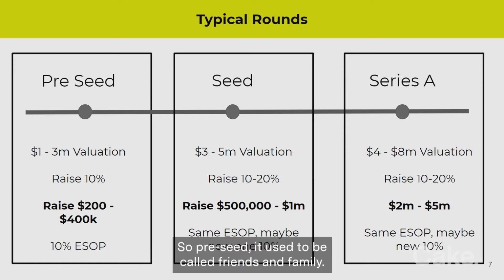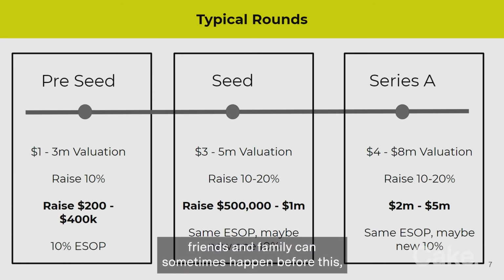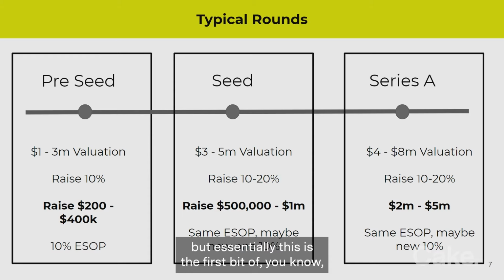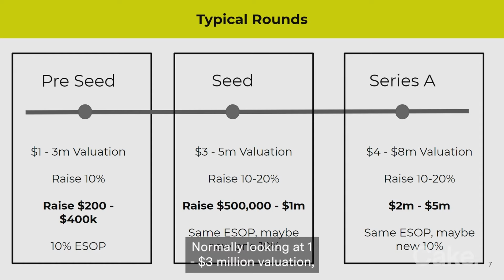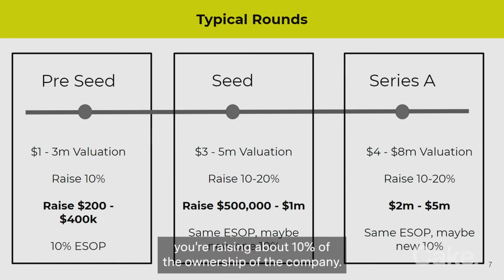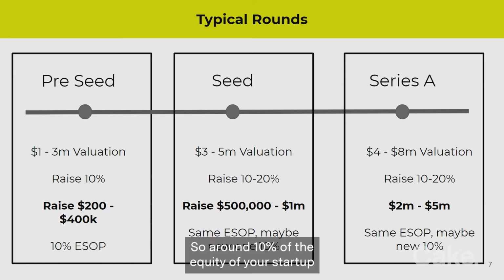So pre-seed used to be called friends and family. Friends and family can sometimes happen before this, but essentially this is the first bit of real funding that comes into the company. Normally you're looking at a $1 to $3 million valuation. You're raising about 10% of the ownership of the company, so you're diluting about 10%. And you're raising sort of 200 to 400,000. During this round, quite often you're implementing an ESOP as well, so around 10% of the equity of your startup will be allocated to an employee share option plan.